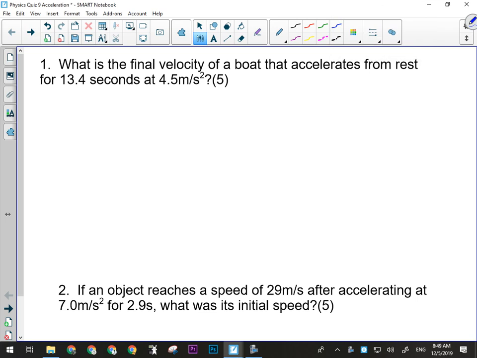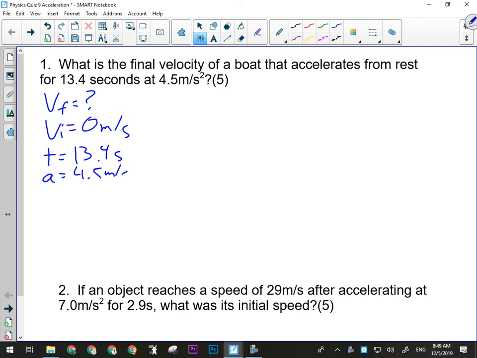Okay, so for question number 1, we are looking for the final velocity, so we're looking for VF. It's unknown. And we know that it is accelerating from rest, so VI is 0 meters per second. It does that for 13.4 seconds, and it does it at a rate of 4.5 meters per second squared. So give them a mark for their givens.